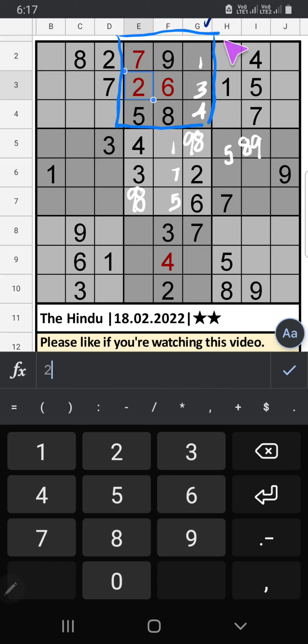Column G, 3 numbers are remaining: 5, 8, 9. In the 10th row, we have 8 and 9. So 8, 9 can't come in this cell. It will come in any one of the cells. Then only 1 number is remaining: 5. 5 is confirmed here.